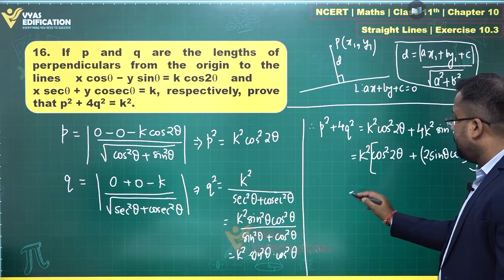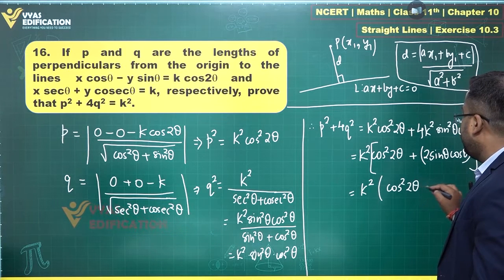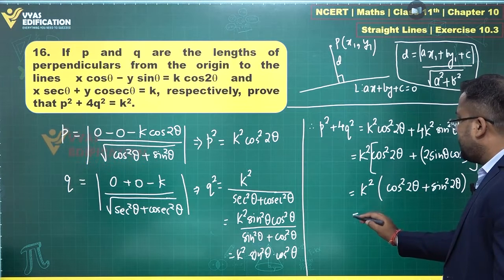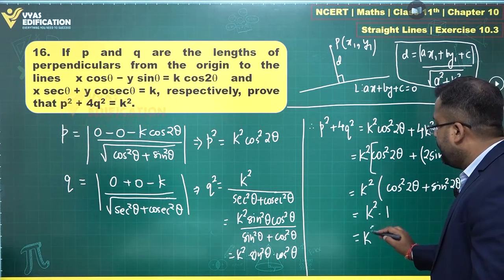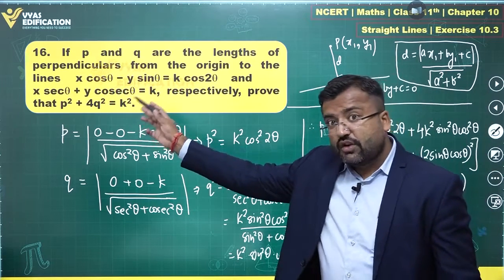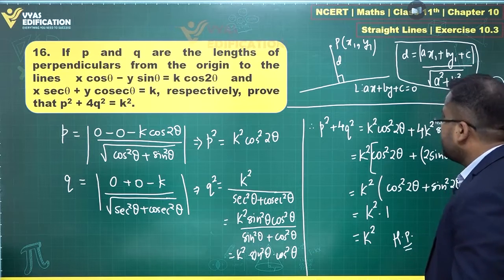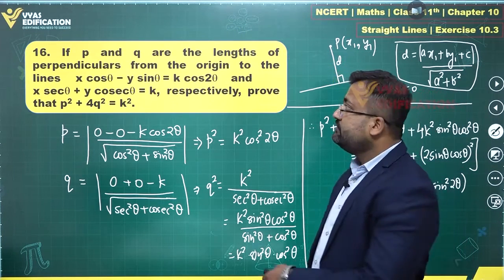This is cos square 2 theta. Yes, now you can guess this is cos square 2 theta plus sin square 2 theta, and since the angles are exactly the same, this will be 1. This is K square times 1, which is equal to K square. So P square plus 4Q square is equal to K square. Hence proved. That's the complete proof of this question, as you can see over here.